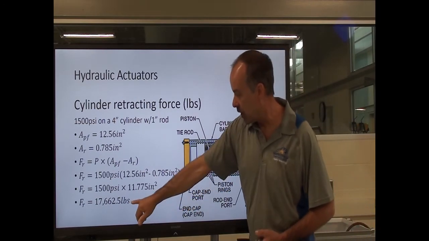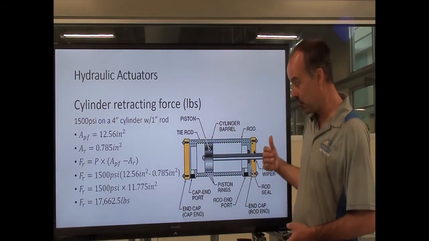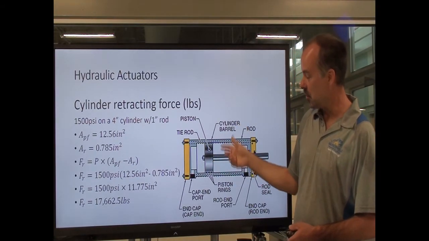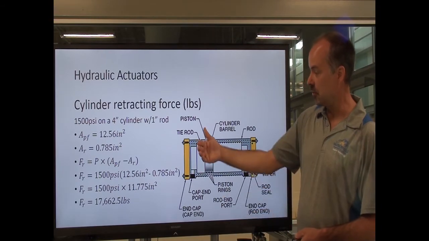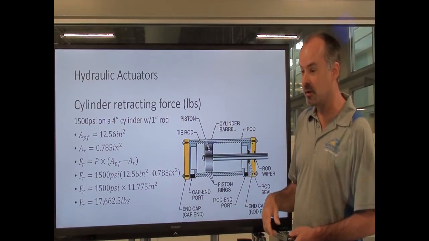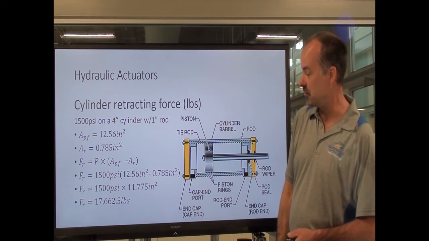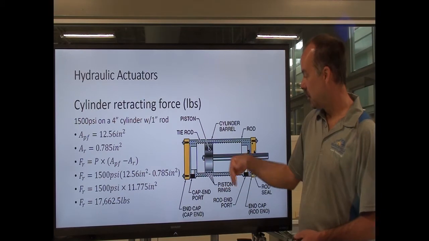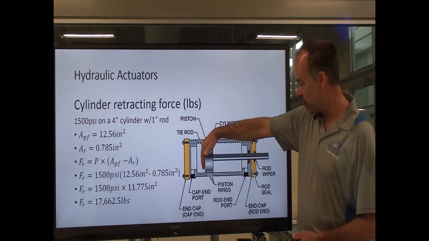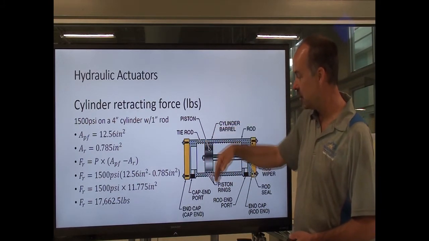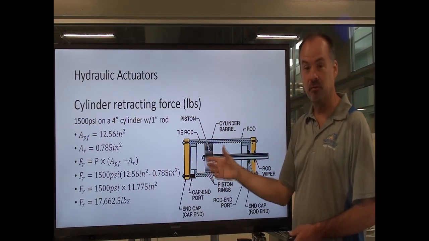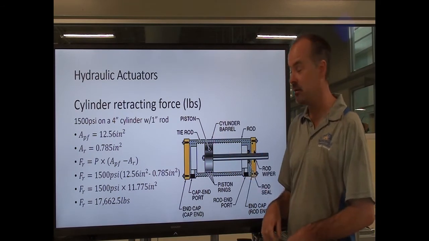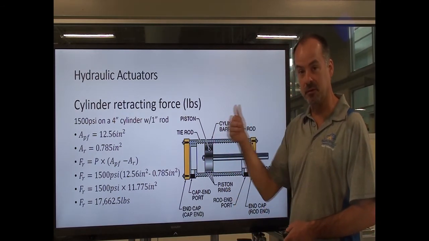You can see that we actually have a little less force in retracting because the rod is in the way of being able to use the whole piston face. Extending, we had 18,840 pounds of force, and retracting, we have 17,662.5 pounds of force. So on this type of cylinder, we can have more force extending than we can retracting. Now, if this was a double-rodded cylinder like we saw in one of the previous examples, and the rods were the same size on both sides of the piston face, the force extending and retracting would be the same.